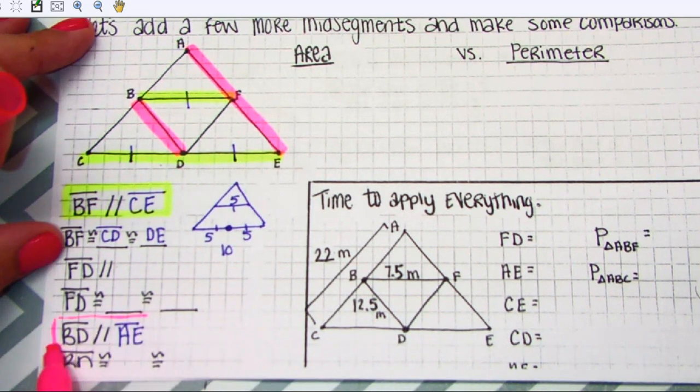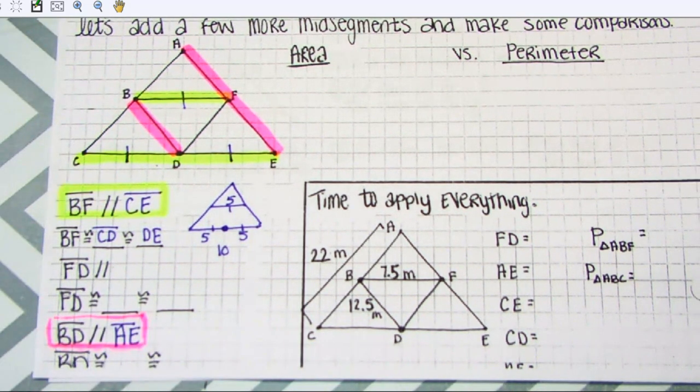All right. So now we should know we've got another set of mid-segments with more midpoints. What 3 segments are now equal? What 3 little segments are now the same measurement?